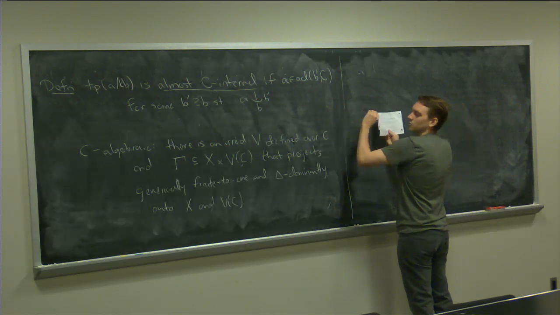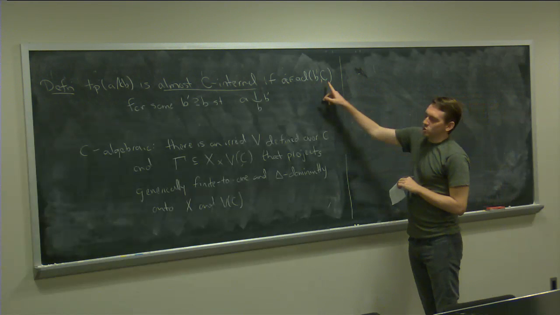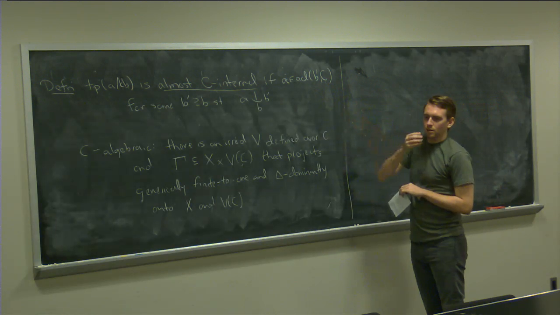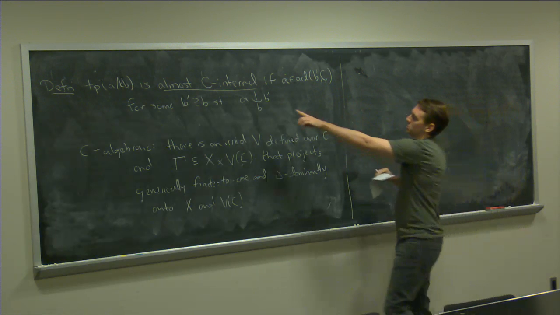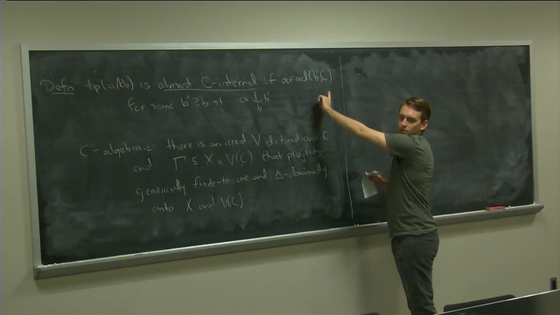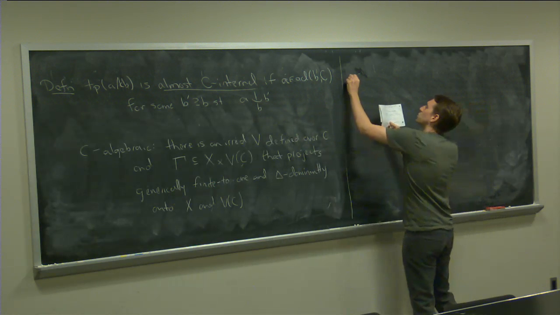So this is halfway between C internal and Moishezon? Between like C internal and algebraic over C. Oh, between C internal and almost C internal? No, between almost C internal and actually being algebraic. Oh, without the B prime. Yeah. Got it, okay. So this is called preserving internality.